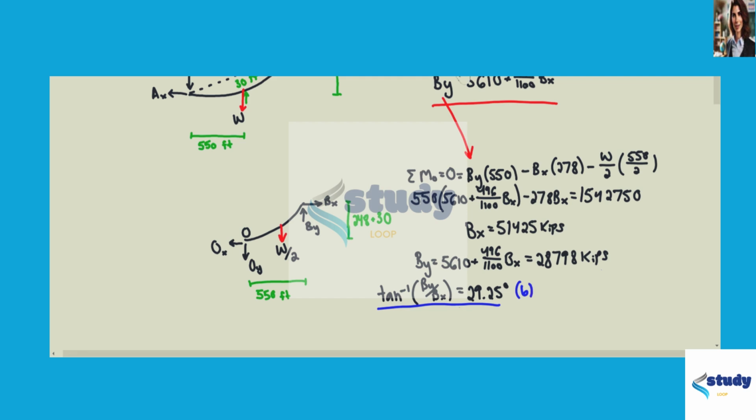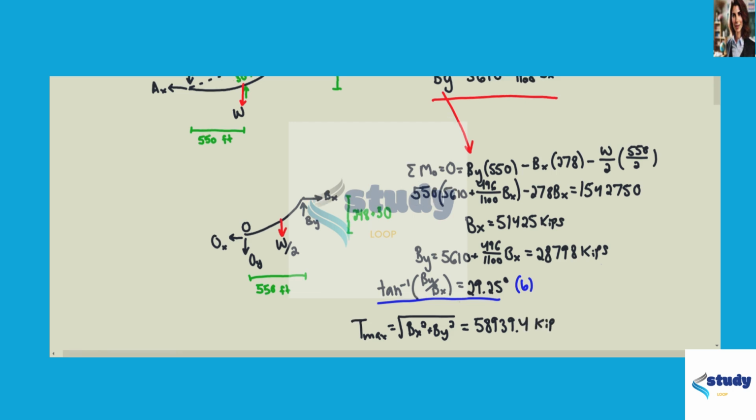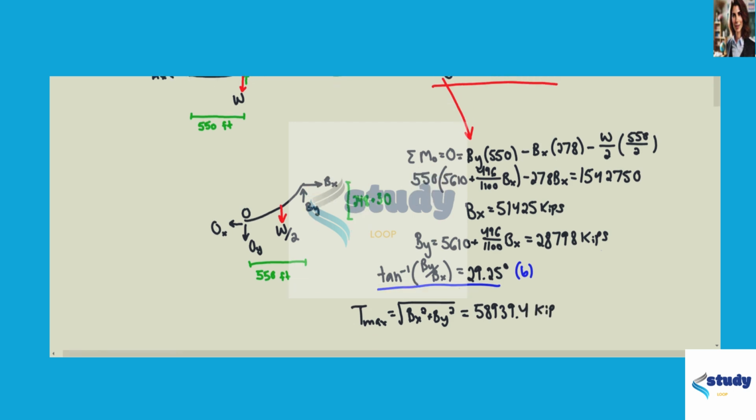Now we can solve for the max tension as well. It is the square root of Bx squared plus By squared, and this equals 58,939.4 kips. And this is the solution for part A of this problem, the max tension in the cable.